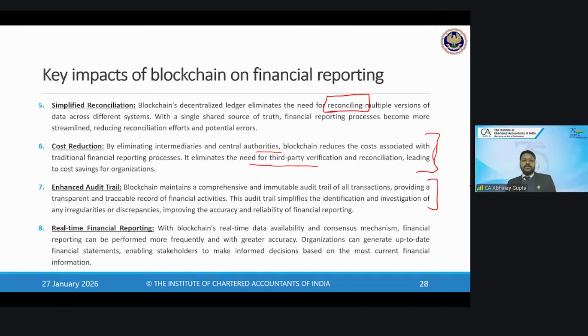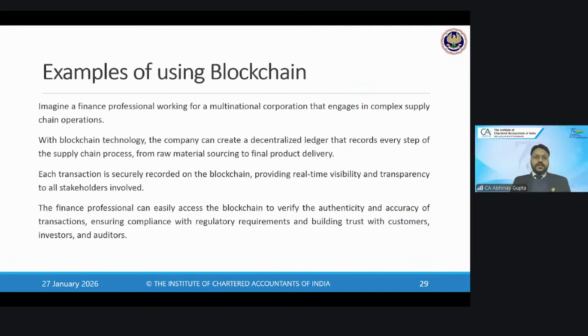So blockchain maintains a complete audit trail, which is transparent and traceable for all the activities which are transacted through the blockchain technology. Identification and investigation of any irregularities or discrepancies are also facilitated. Real time financial reporting, because everything is real time, so financial information is also available on a real time basis, right? So that is the advantage of the blockchain.